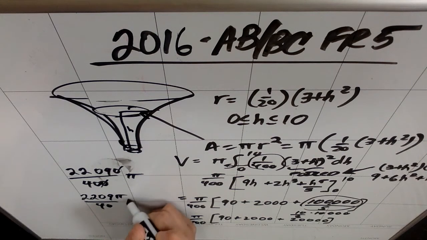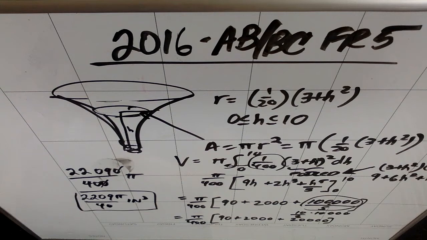Because it's a volume, it should be inches cubed in this problem. And let's double check that I'm right and didn't do anything too stupid. Hey, look, I didn't. It's awesome. Okay, cool. So part C.